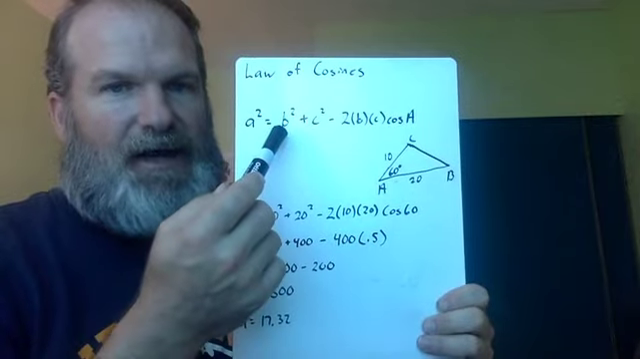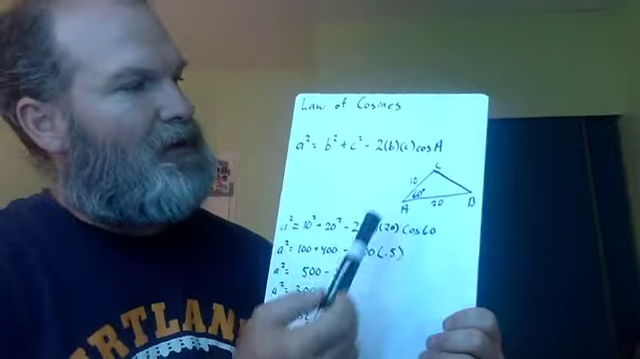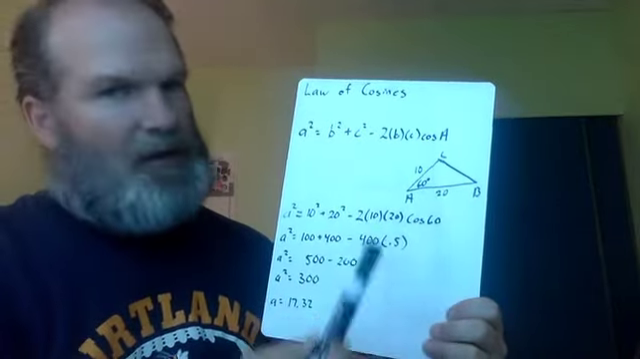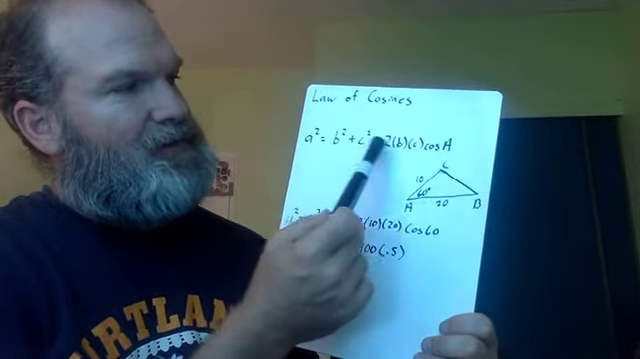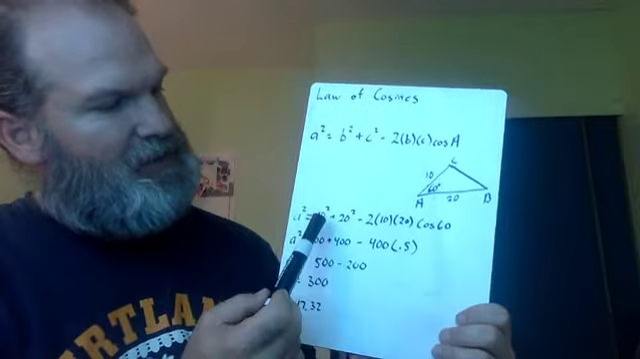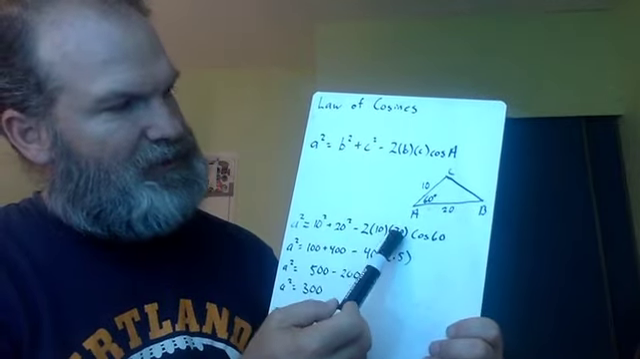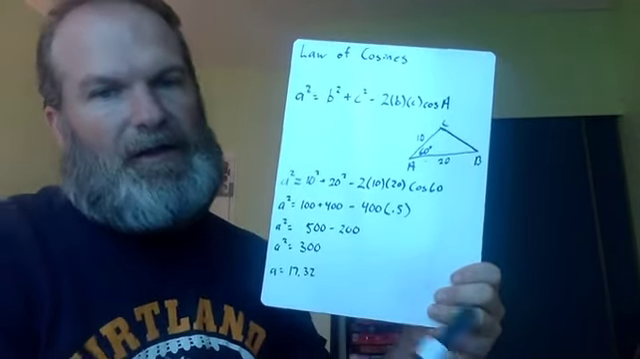B is the side that's opposite angle B, so that's 10. 10 is across from B. C is the side that's opposite angle C, that's the 20. And A is angle A. So those are your three numbers that you have, and those are the only three numbers you're going to need here. So 10 goes in for B, 20 goes in for C, and 60 goes in for the angle A. Now you just start doing the math.